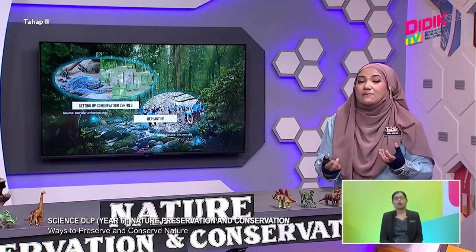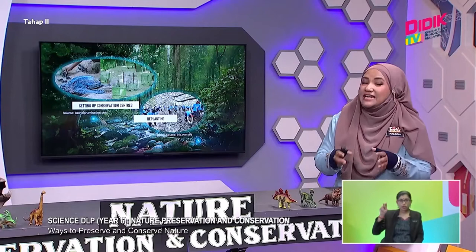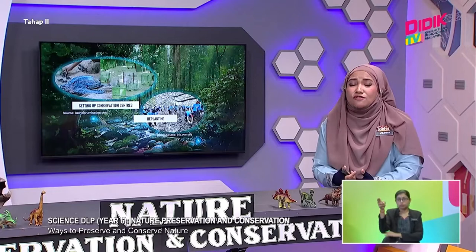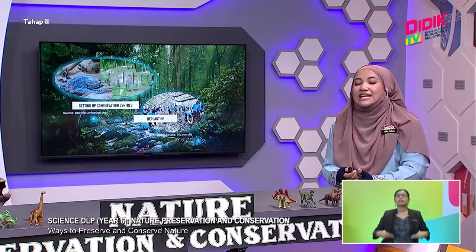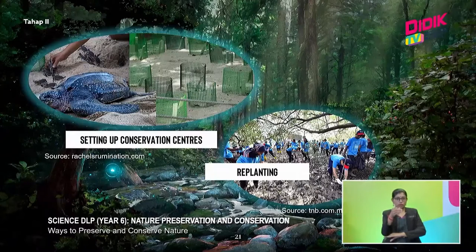So we bring them to these rehabilitation centers and we nurture them and we train them so that we will send them back to the wild and they can fend for themselves without their mother. So these often orphan orangutans can survive on their own after that. Okay, and the next one is replanting. We can do reforestation, that means we plant back trees in the forest, and also replanting mangrove trees in mangrove areas.